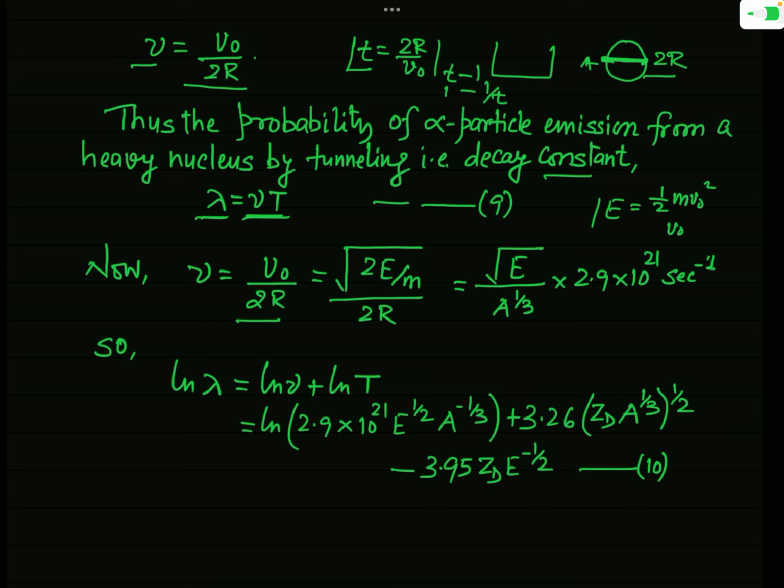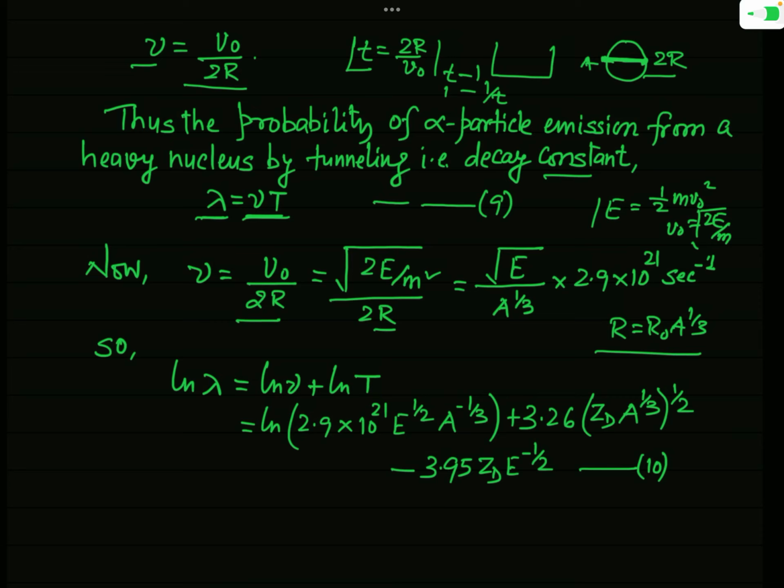And so from here you can see that this V0 will be equal to 2e divided by m square root. Okay, so instead of v naught, I have written here 2e over m square root and over 2r. Now in this expression, again this r will be replaced by r naught into a to the power 1 by 3. This r will be replaced by this expression.